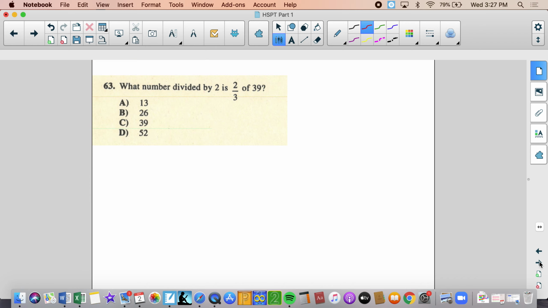Let's look at number 63. What number divided by 2 is 2/3 of 39? So we have a number n, and we're going to divide it by 2. And it is equal to 2/3 of, remember in our translating, of means multiplication, 39. So I was able to transcribe that written statement into an algebraic statement. So what I want to do is I'm going to simplify that right side.